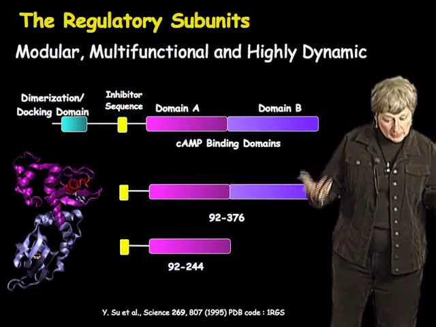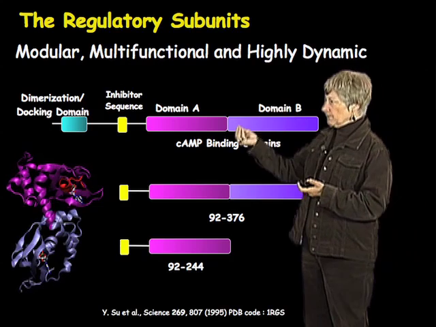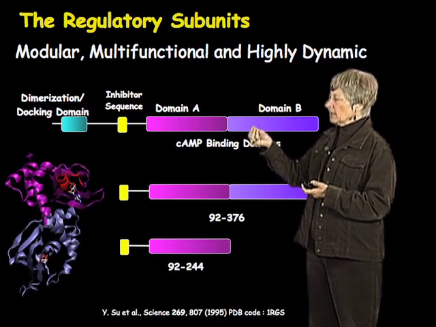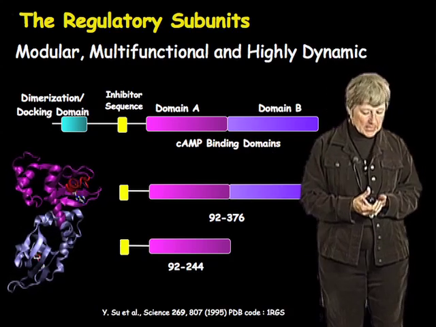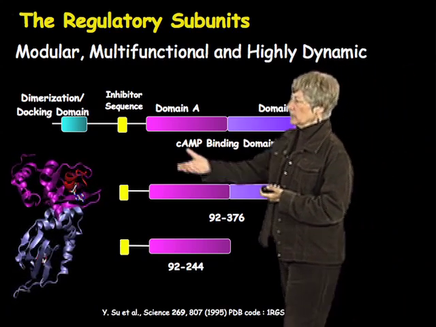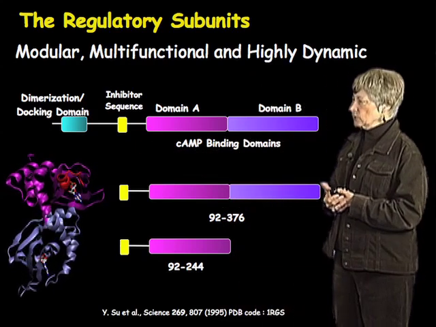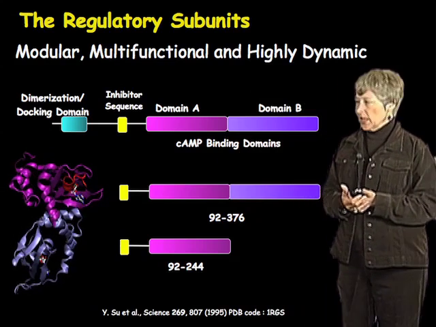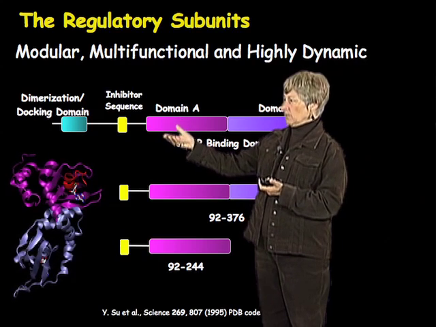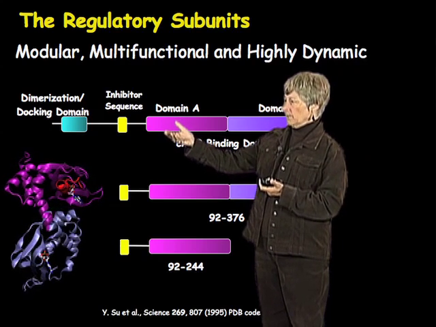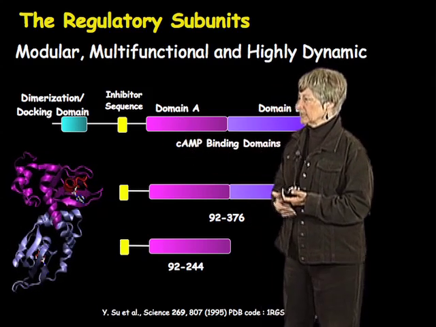So one of the major proteins that binds to the catalytic subunit are the regulatory subunits, and it's multifunctional, modular, and highly dynamic. It has two cyclic AMP binding domains at the C-terminus, and then it has an inhibitor sequence that binds to the active site cleft of the catalytic subunit, and then at the N-terminus it has a dimerization domain. This linker region, in the absence of cyclic AMP or catalytic subunit, is a very dynamic entity.